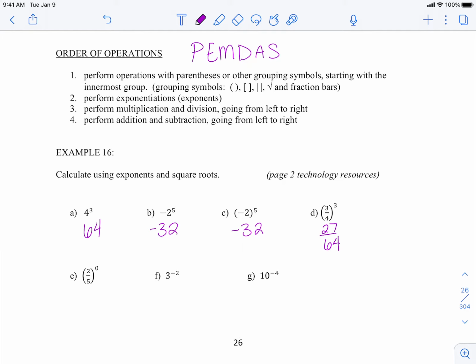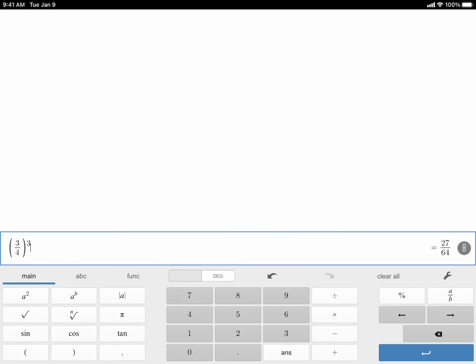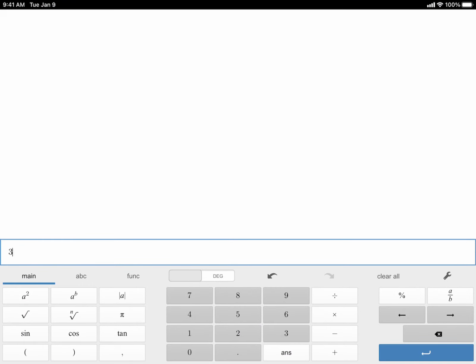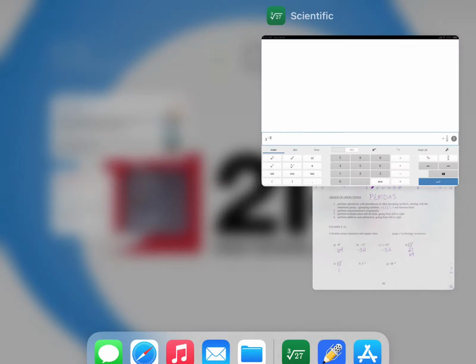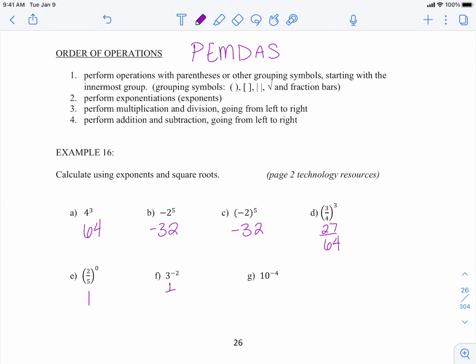Okay, I have 2/5 to the 0 power. So this one, you should get 1. 3 to the negative 2nd power. When you type this one in, I'll show you one with the negative exponent. So if you have 3 to the negative 2nd power, hit your fraction. We see it's 1/9. Our next one, 10 to the negative 4th power, you're going to get 1 over 10,000.